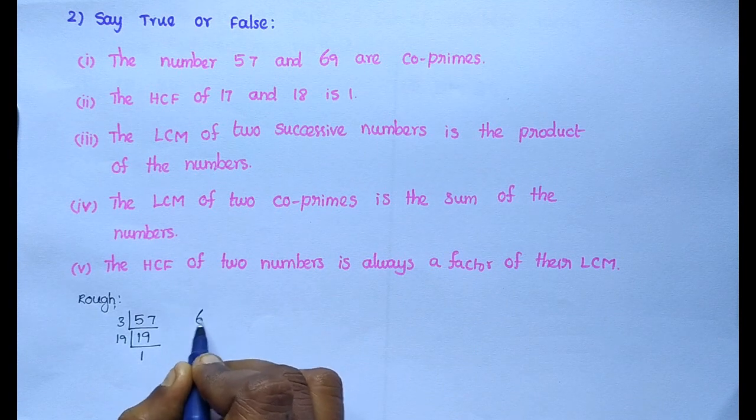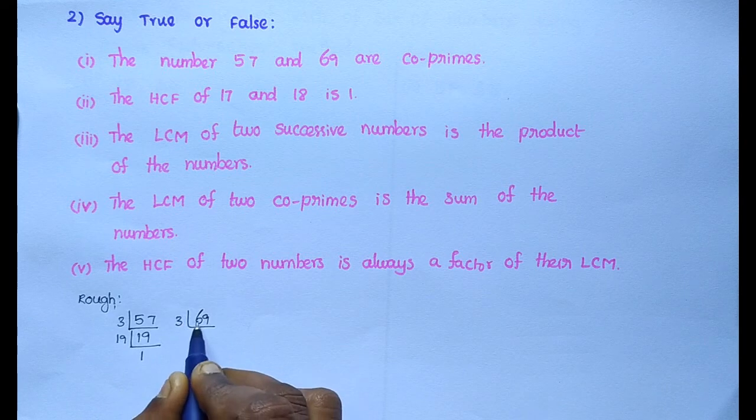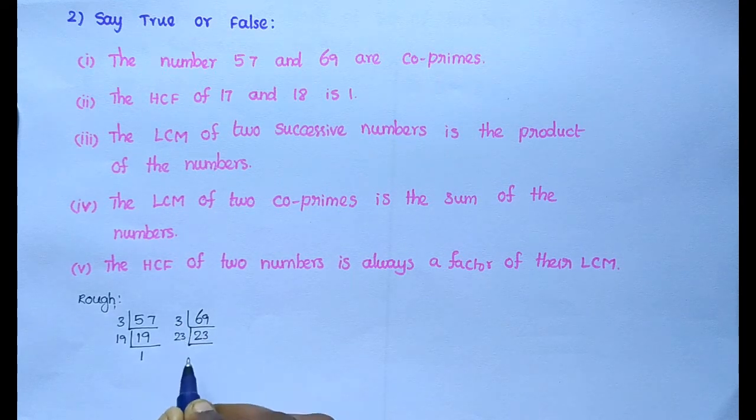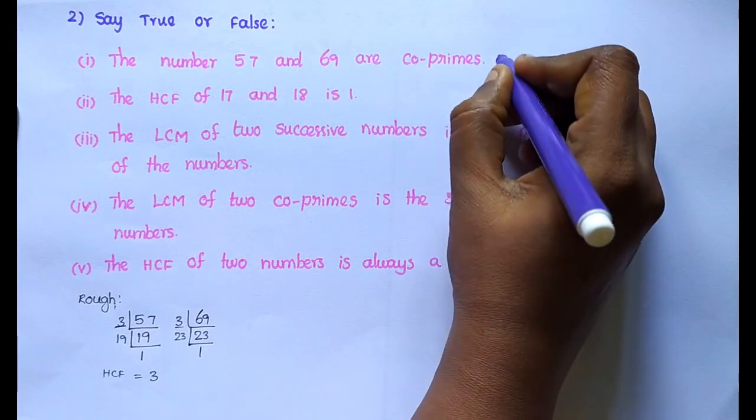And then 69, that is also divisible by 3. 2 3s are 6, here 3 3s are 9. 23 is a prime number, so that is divisible by itself. So HCF equals, here 3, here 3, so 3 only. But if HCF is 1, it means these numbers are co-primes. Here it is 3, so that is not co-primes. So that is false.